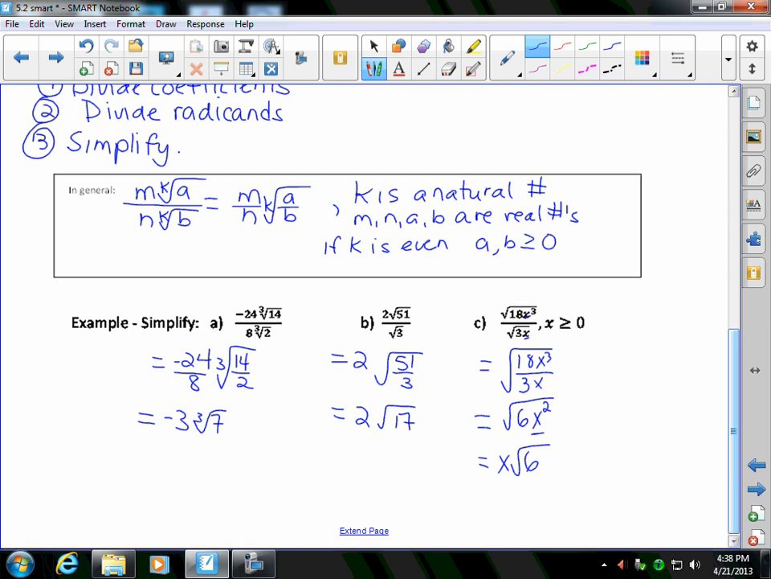And you can write this as square root of 6 times x. You just have to be really clear and really careful that you don't extend that square root sign so that it goes past the 6.